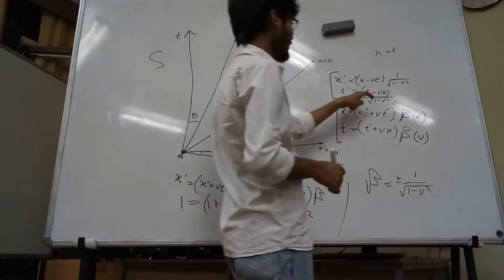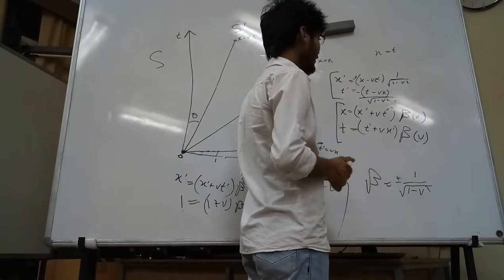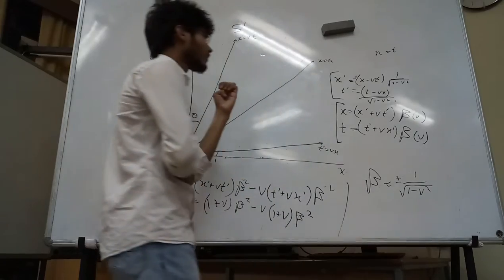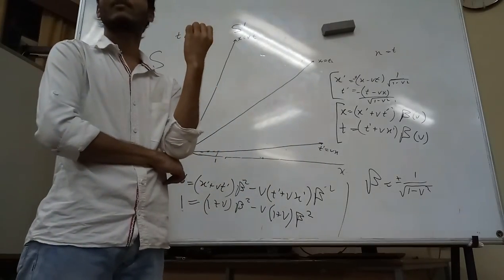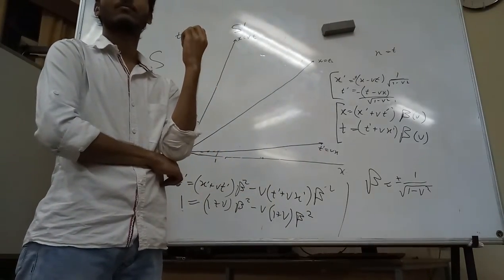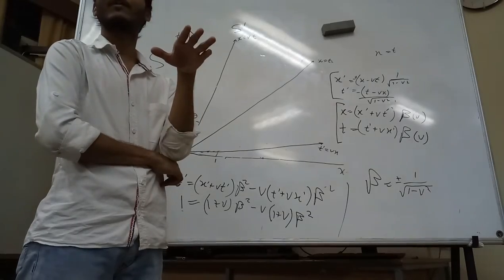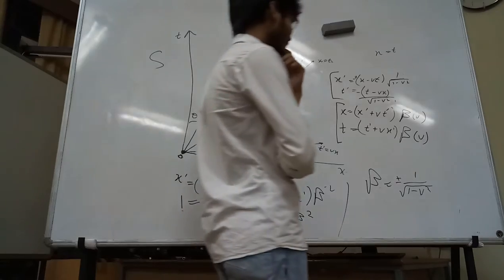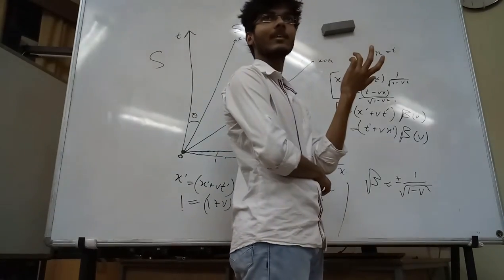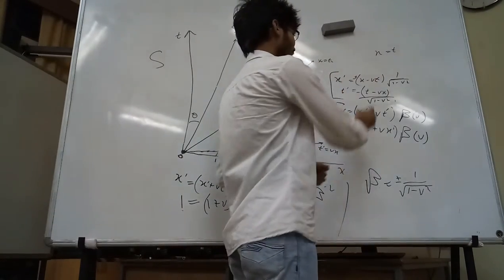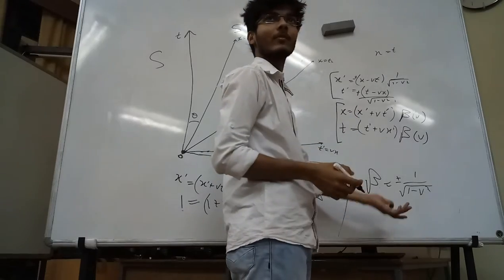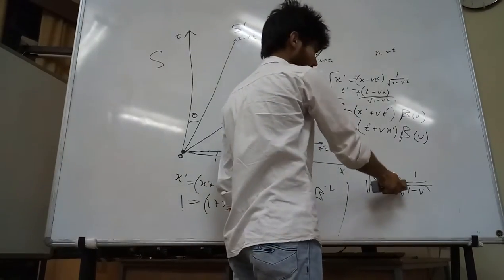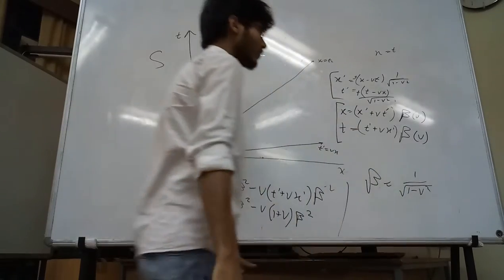As t is increasing, t dash would be decreasing. That means time is going in the reverse direction. Time can be negative, but it would be going in the reverse direction, which doesn't make sense. So hence it doesn't make sense to humans. I'm eliminating the minus root. Okay. So beta equals just this.